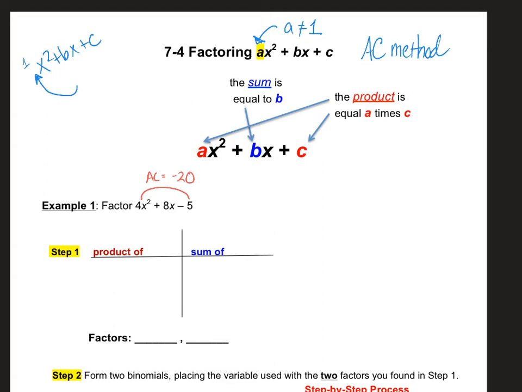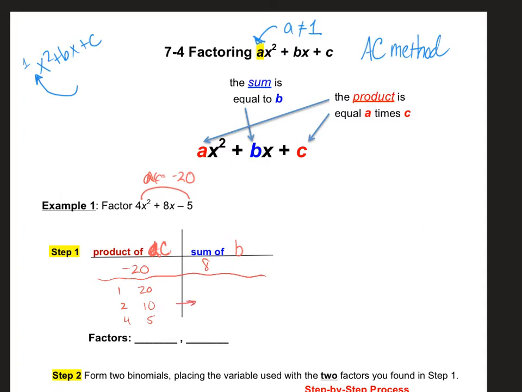And just like we did before where we had two things that multiply to c and add to b, now we're looking for two things that multiply to AC and add to b. So in this case, that would be -20, but we need them to add to 8. So let's figure out what we have here. You could just start with 1 and 20, 2 and 10, 4 and 5. So those are our options.